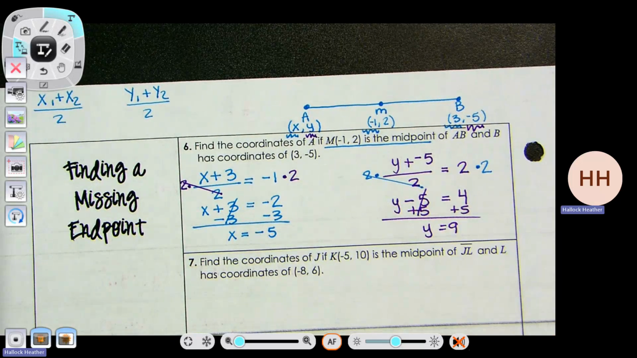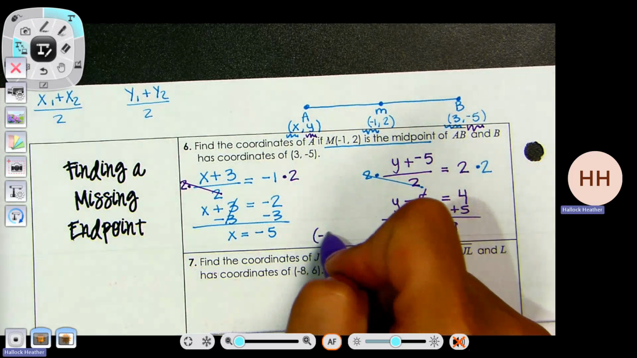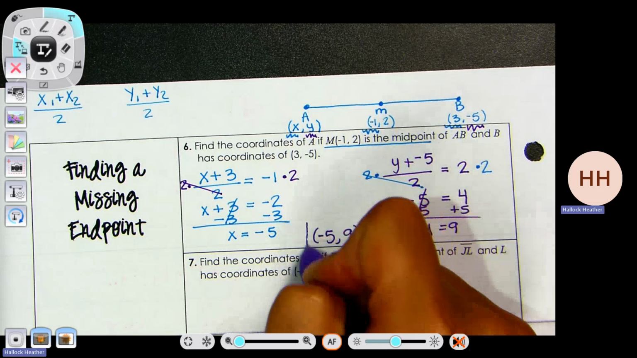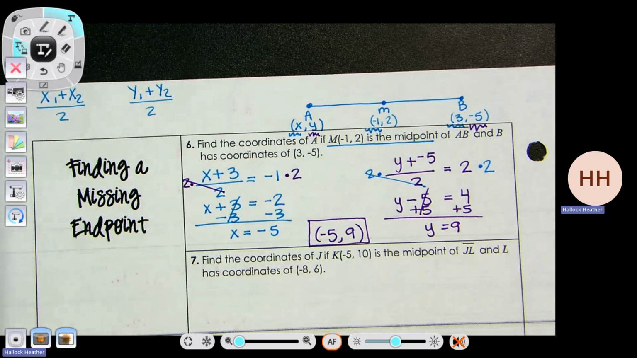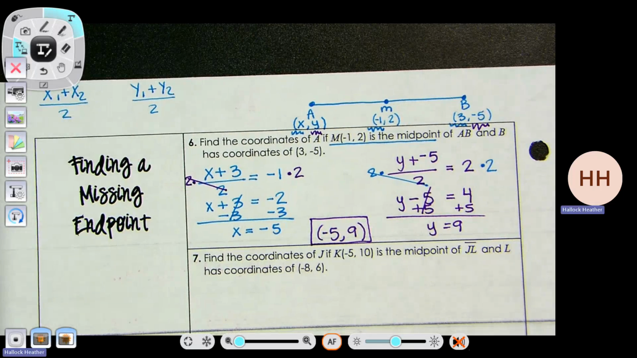And now remember, this is technically a coordinate point on a graph. So what is the answer as a coordinate? -5, 9. So that is the other endpoint, technically point A. Okay, so it's a little weird. It's a little wonky. Let's do number 7.